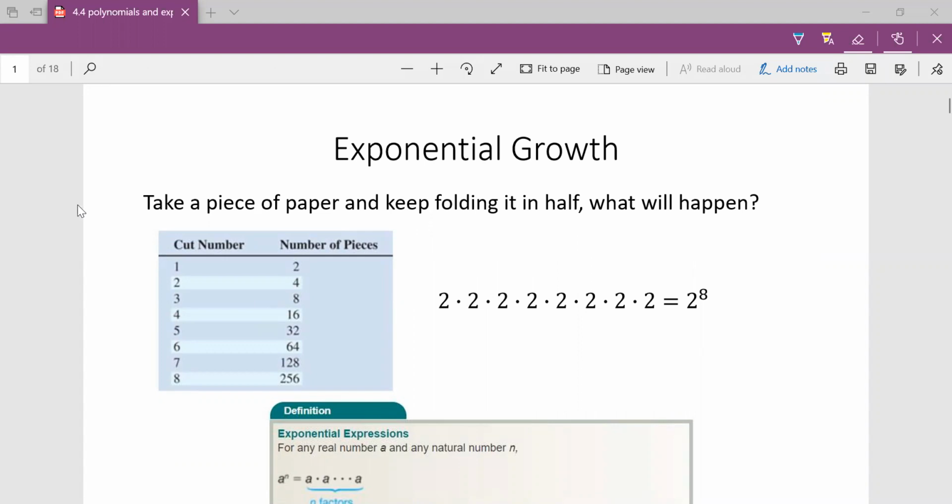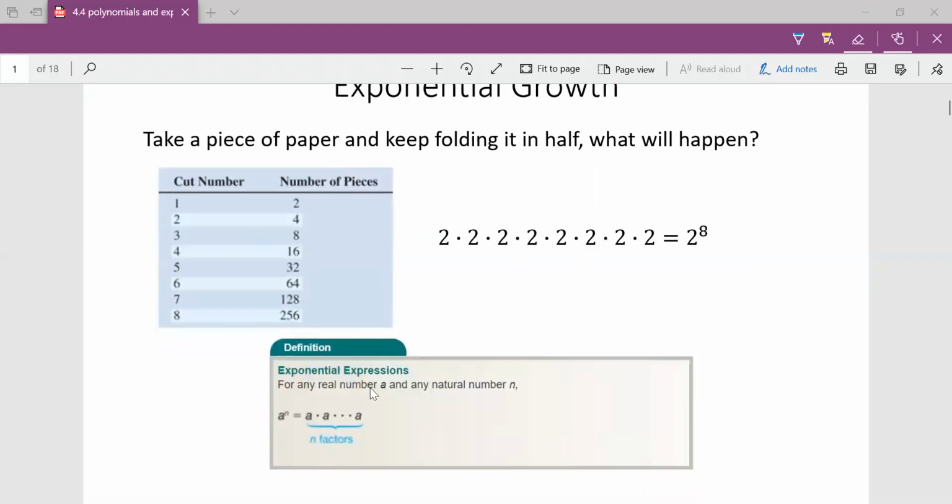All right, so exponential growth. If you were to take a piece of paper and keep folding it in half, what will happen? Well, one piece of paper will turn into 2 pieces, which would turn into 4 pieces, which would turn into 8 pieces, which would turn into 16 pieces, and so on. So every single time you're going to double the number of pieces. So 2 times 2 times 2 times 2. And if we did this 8 times, it would be 2 to the 8th. And that's what we call an exponential expression.